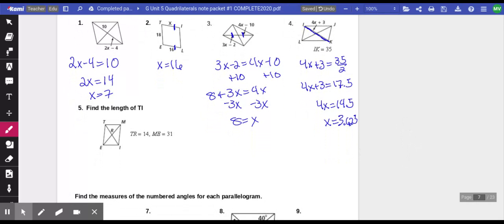For number 5, I know that TR equals 14, M equals 31. I really don't care about that because I'm looking for TI. So TI is just 14 times 2. So it's 28.